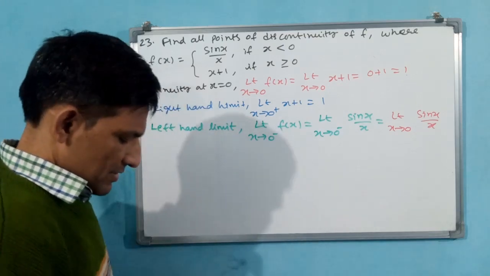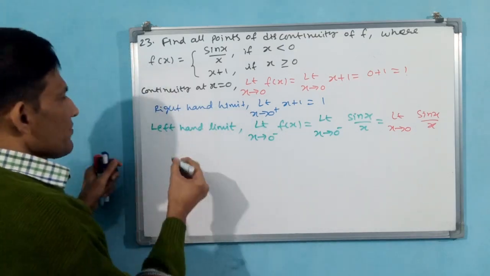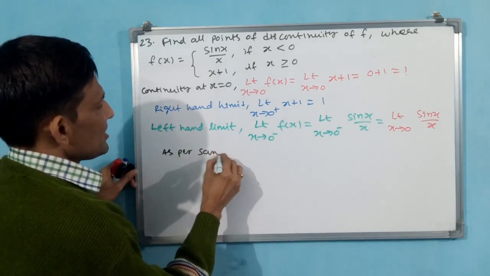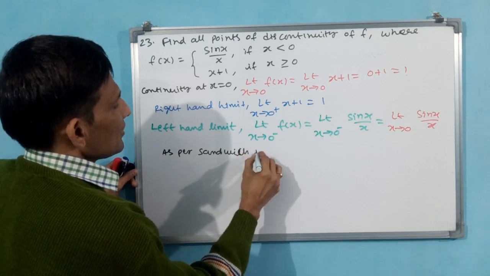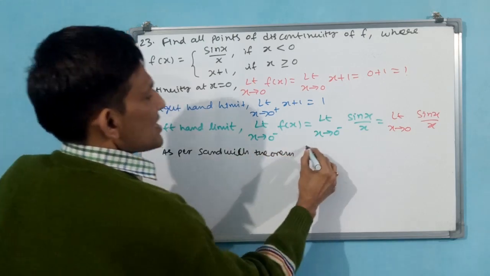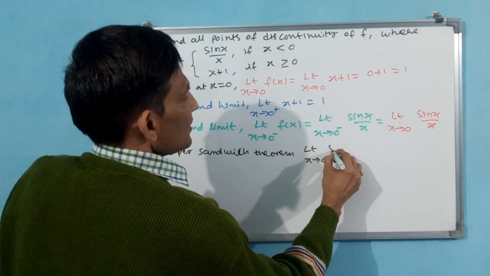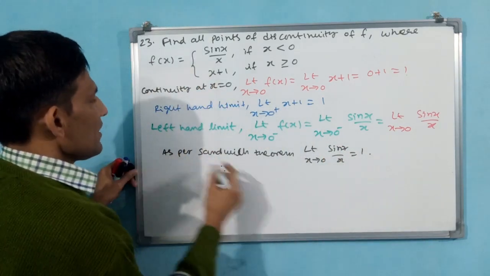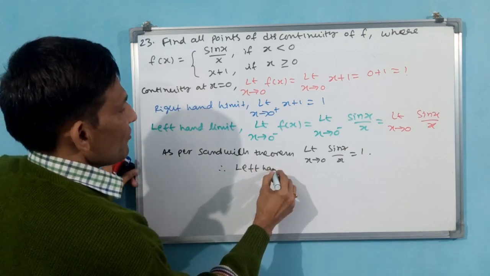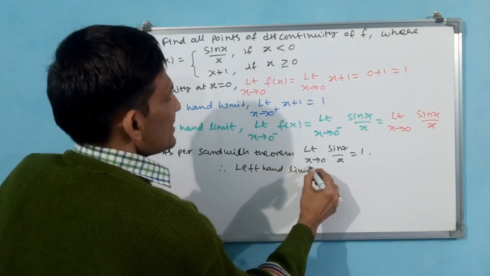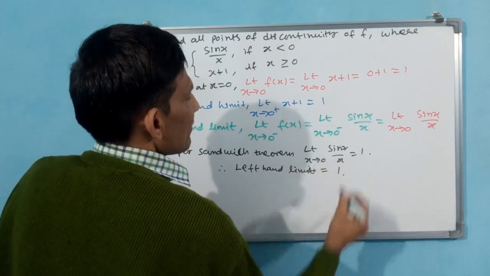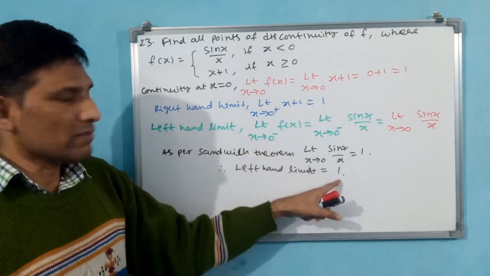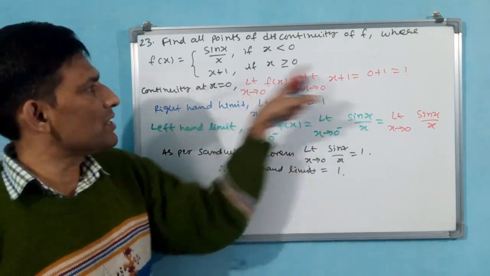Okay, write down. As per the sandwich theorem, limit x tends to 0 of sin x by x is equal to 1. Therefore, the left hand limit is equal to 1. Now you tell me, the right hand limit is 1, the left hand limit is 1. If both are 1, then you see the main limit is also 1.